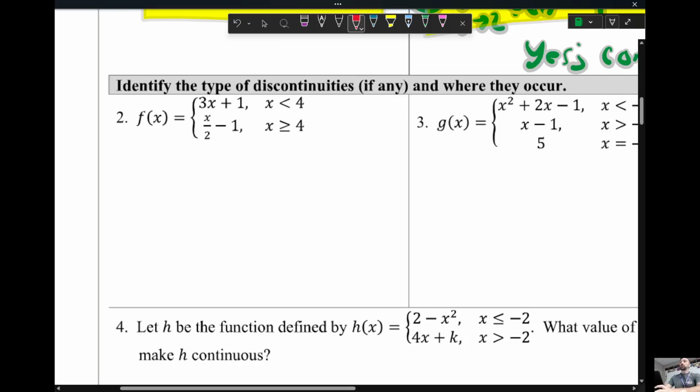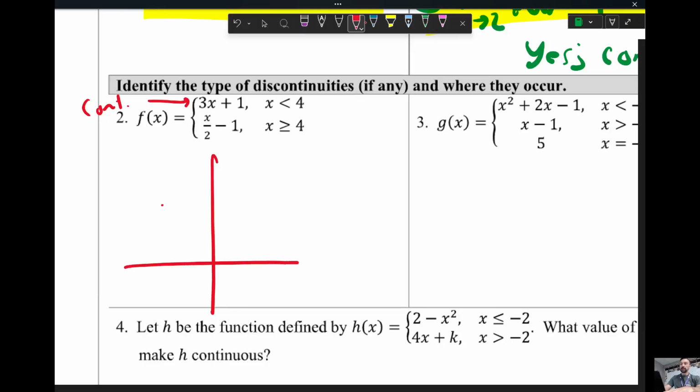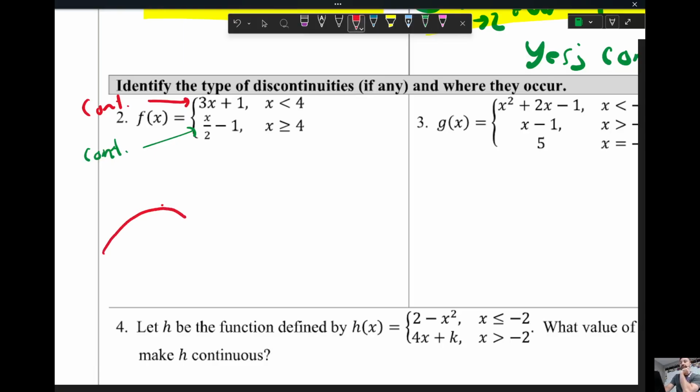First off, I need you to understand that 3x plus 1 by itself is continuous. That's just a linear function, with y-intercept of 1 and a slope of 3. That guy is continuous. And x over 2 minus 1 is continuous. That does not mean that the whole function is continuous though, because I could have a continuous function, red, and a continuous function, green, but is this whole thing continuous?